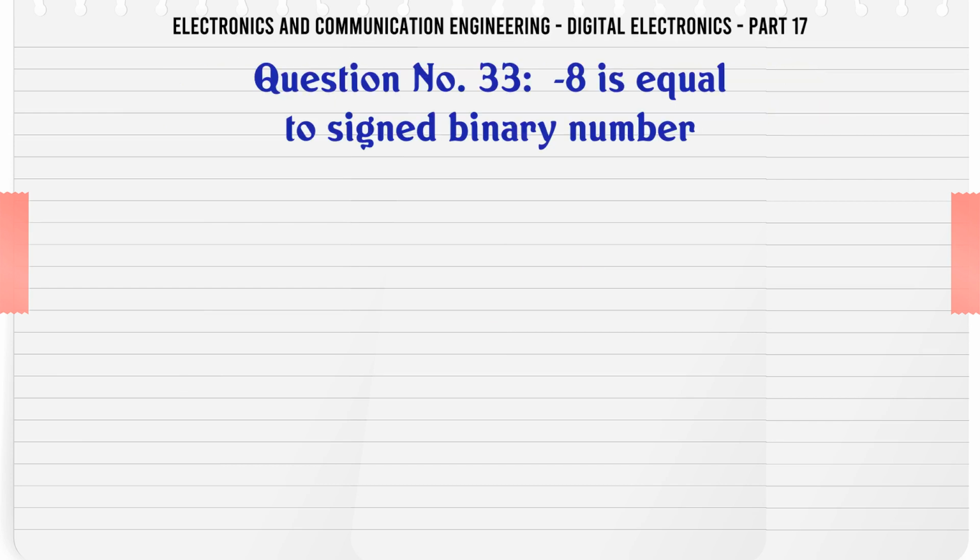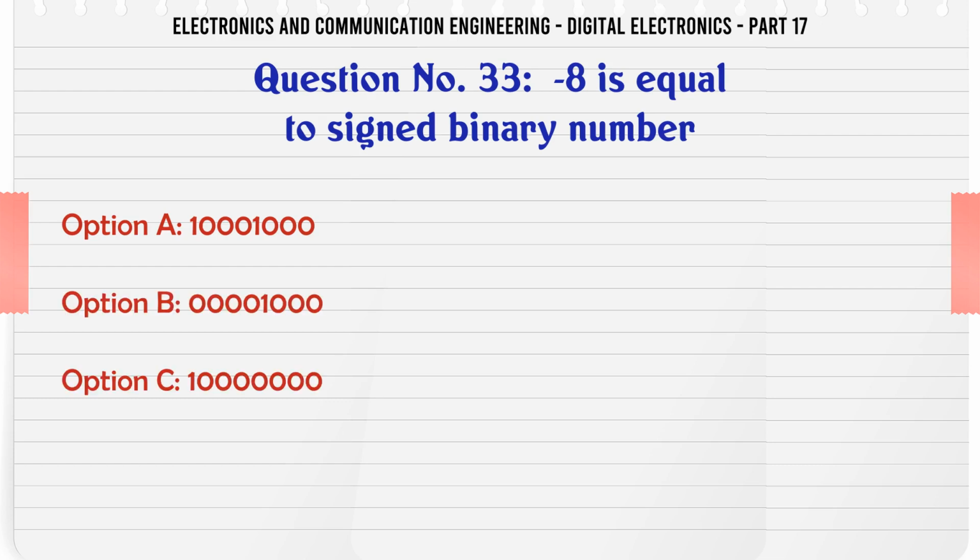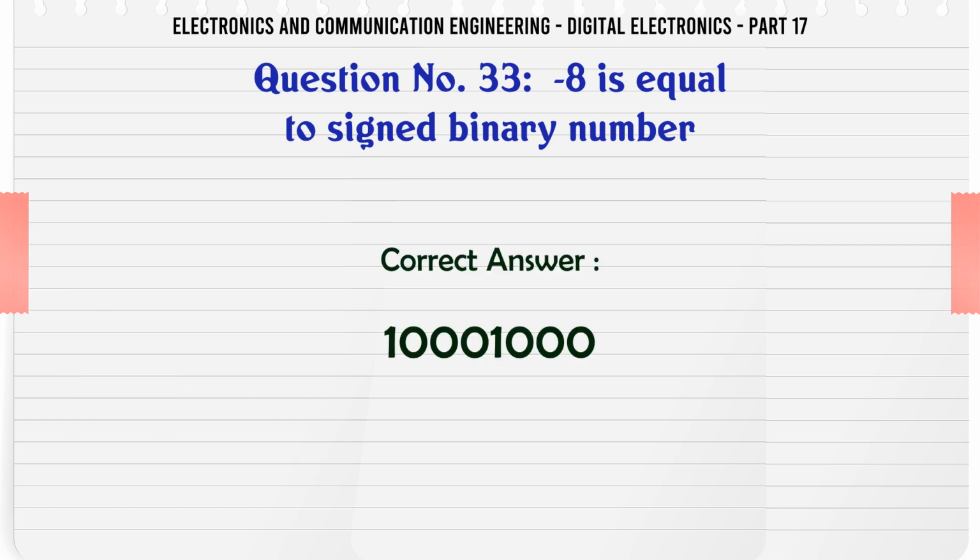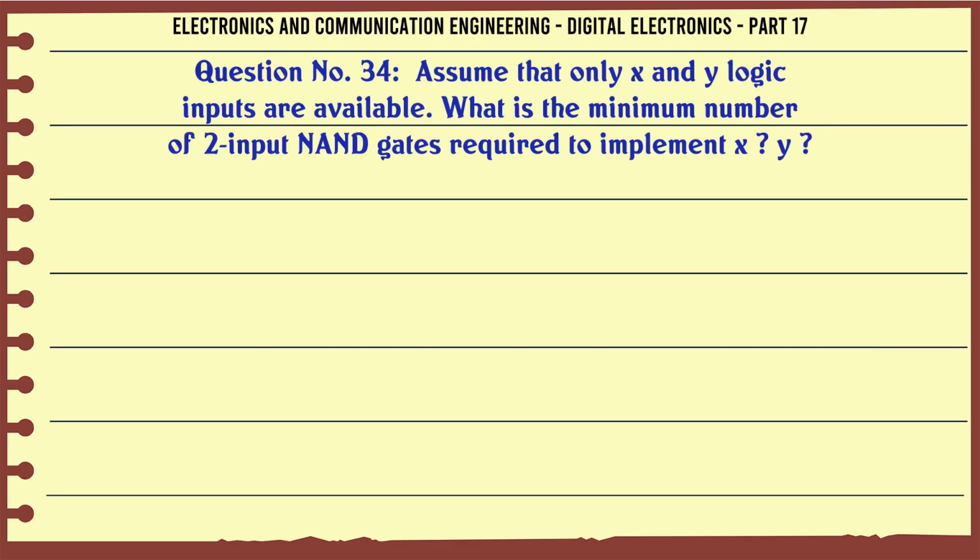8 is equal to signed binary number A. 1000100, B. 0000100, C. 1000, D. 11000000. The correct answer is 10001000.